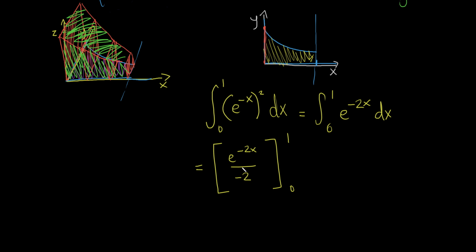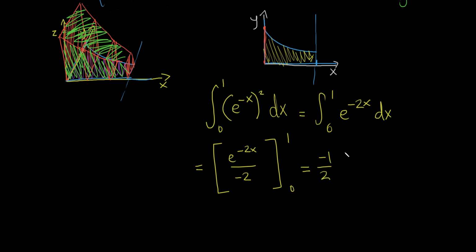Because this expression, when we take the derivative of it, e to the negative 2x by the chain rule will be negative 2 times e to the negative 2x. And then the negative 2 will divide by the negative 2 that we are dividing by here, and it'll all cancel out.